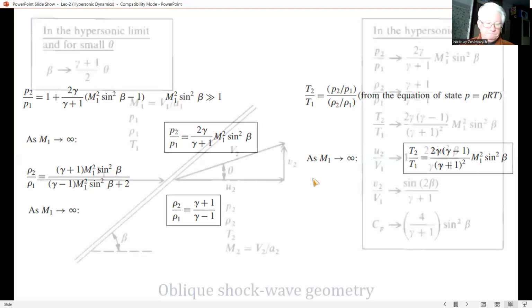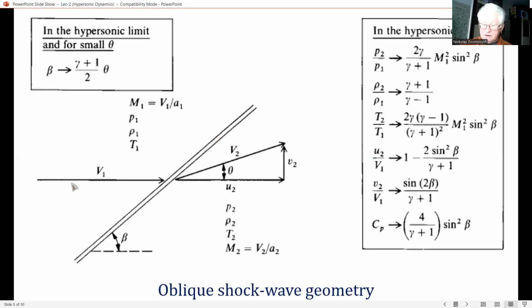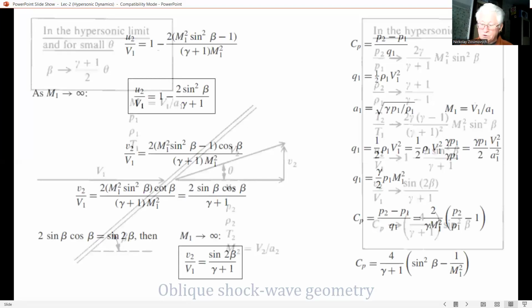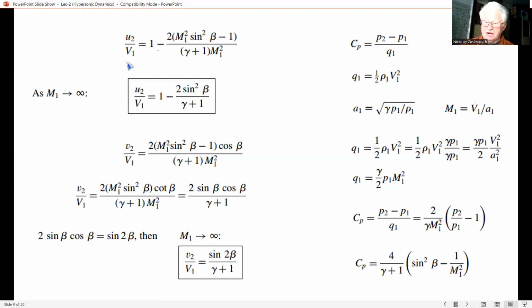This is written as gamma times M1 squared sine squared beta. Okay? So, returning to our previous figure, we must note that u2 and v2 are the components of the flow velocity behind the shock wave, parallel and perpendicular to the upstream flow, not parallel and perpendicular to the shock wave itself, as is frequently done.